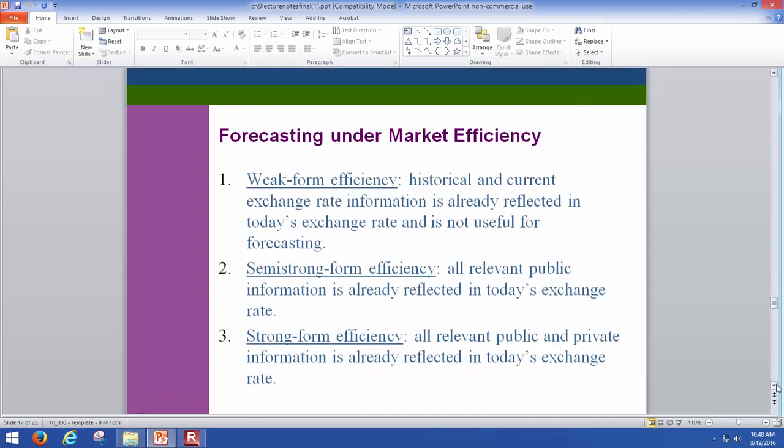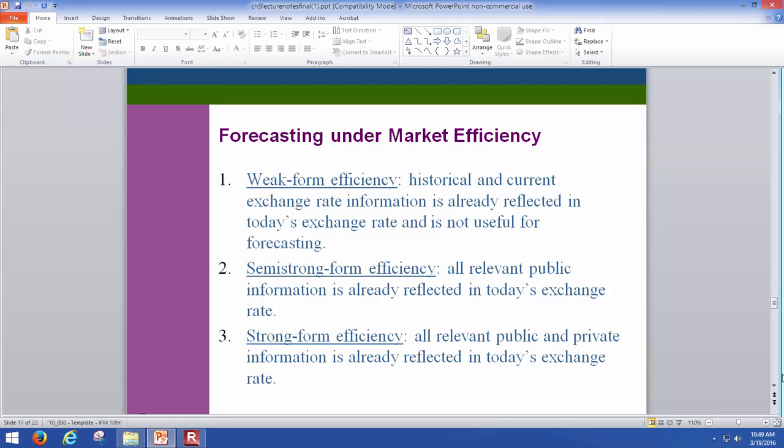So now we want to talk about forecasting under market efficiency. When you talk about market efficiency, you can perhaps go back to what you studied in investments or in corporate finance. In both these cases we talked about the efficiency of the stock market. Here we are talking about the efficiency of the currency market.